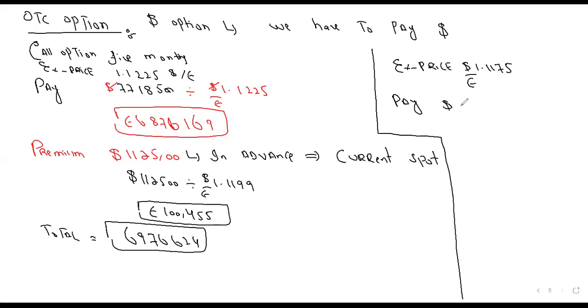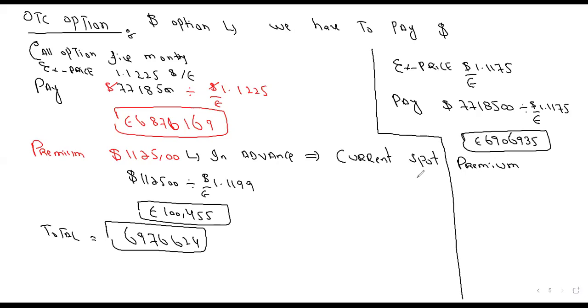So $7718500 divided by $1.1175 per euro. How much will be the payment in the euro? 6,906,935. Again, premium. How much was the premium in this? $92,000.